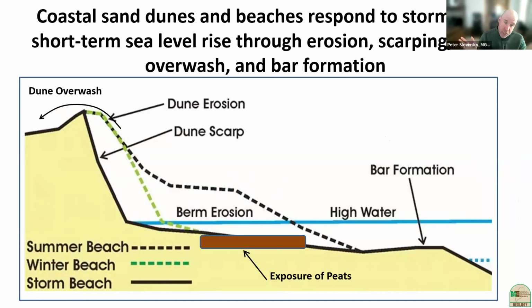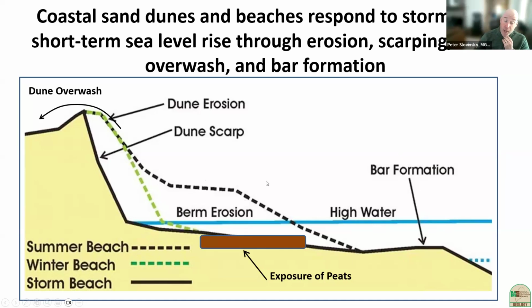So we have a nice sand-rich area called the berm, where people recreate. Birds also nest in that area. And in the winter, that becomes more of a concave shape. You get erosion of that berm, and sand is deposited in the offshore in a bar.